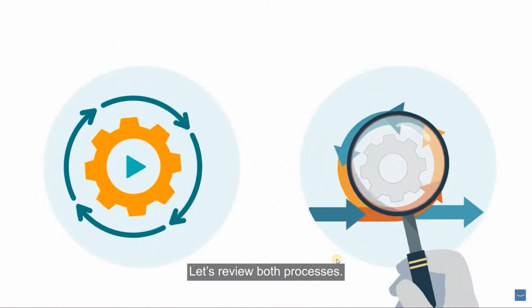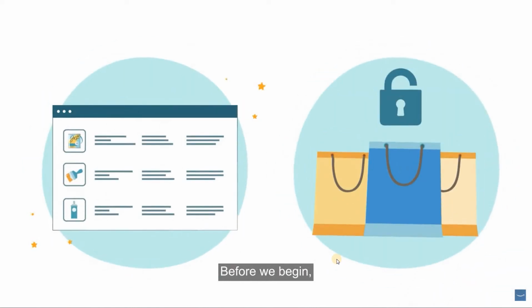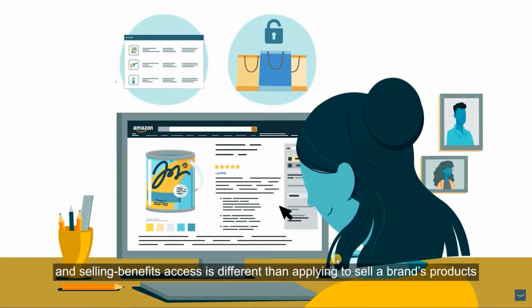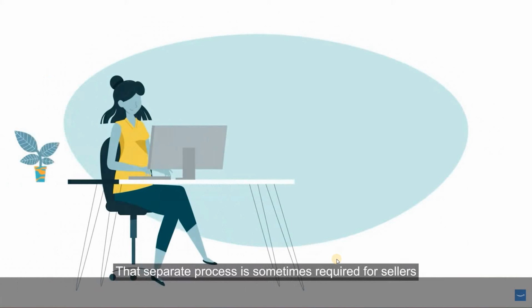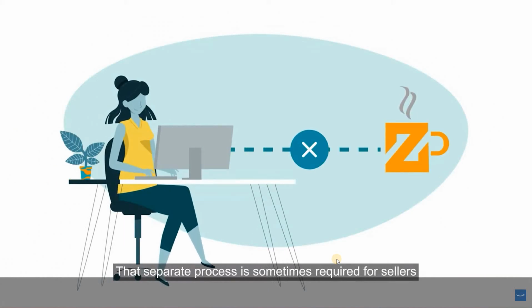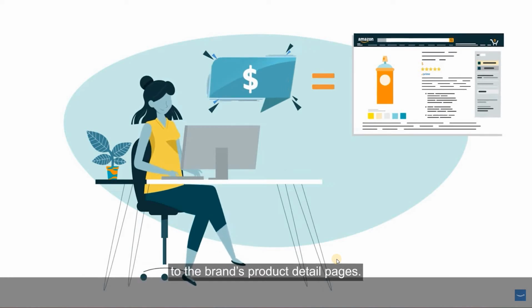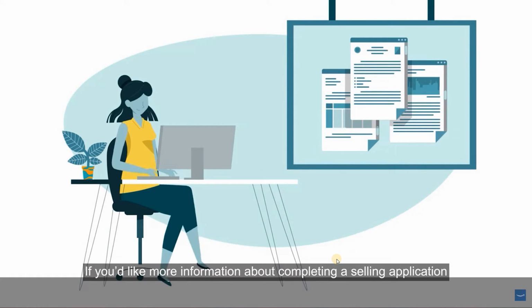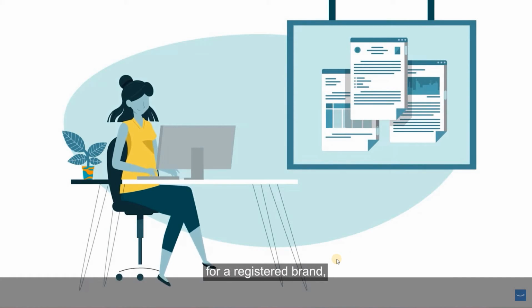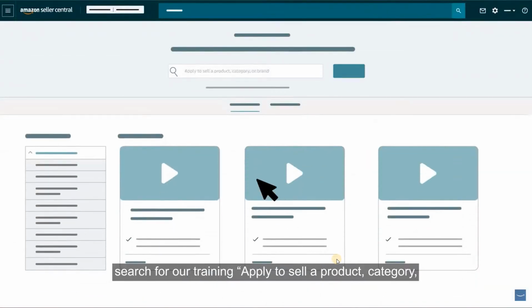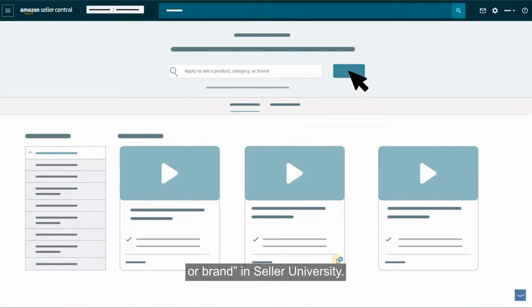Let's review both processes. Before we begin, note that requesting listing privileges and selling benefits access is different than applying to sell a brand's products in the Amazon store. That separate process is sometimes required for sellers unaffiliated with a registered brand when they want to match offers to the brand's product detail pages. If you'd like more information about completing a selling application for a registered brand, search for our training, Apply to Sell a Product, Category, or Brand in Seller University.